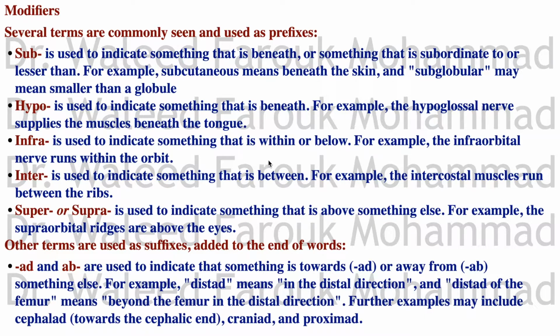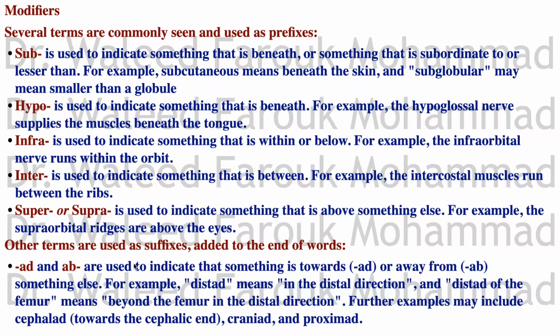Infra is used to describe something that is within or below, like the infraorbital structures. The infraorbital nerve, for example, is within the orbit and opens below the orbit. Inter means in between. For example, the intercostal muscles run between the ribs. Super or supra means above something else, like the supraspinatus, for example. It's above the infraspinatus.